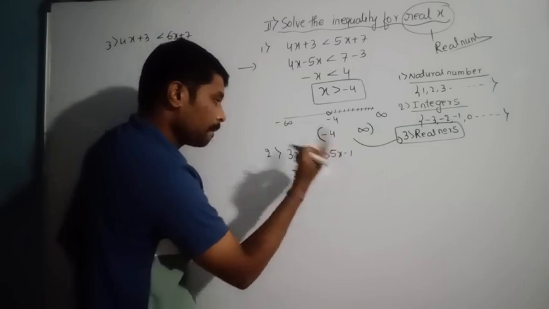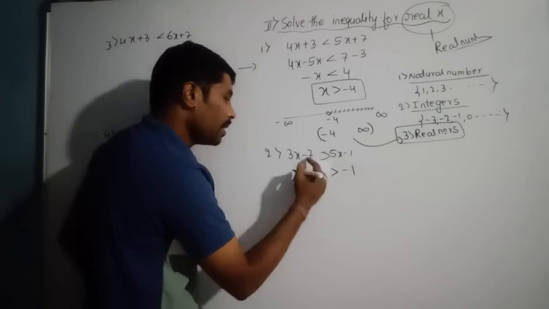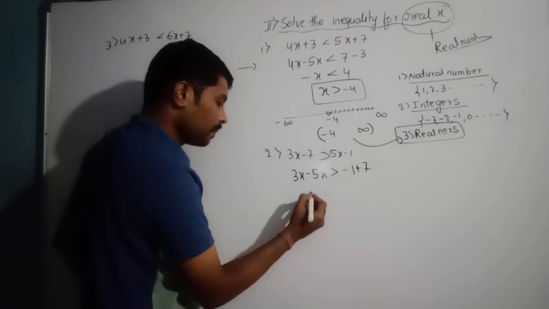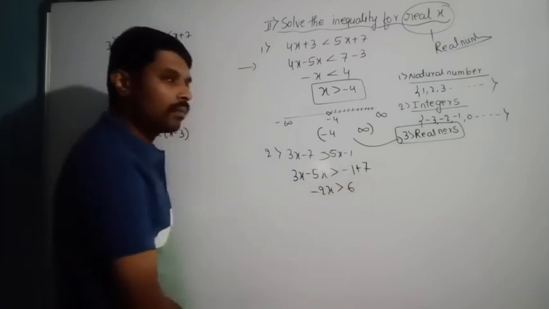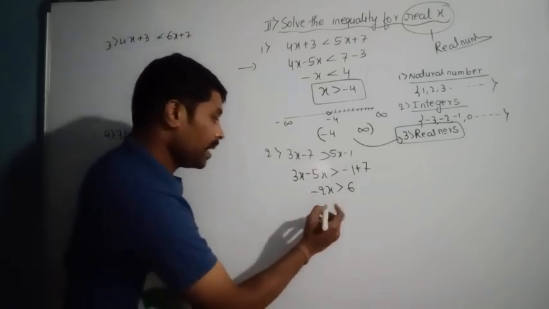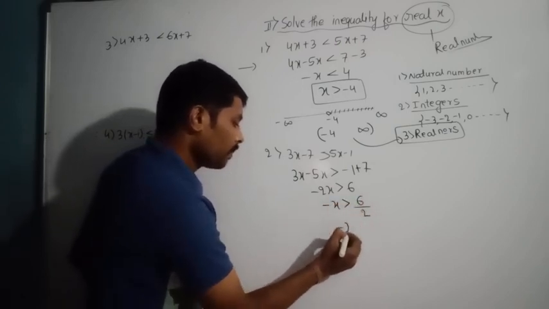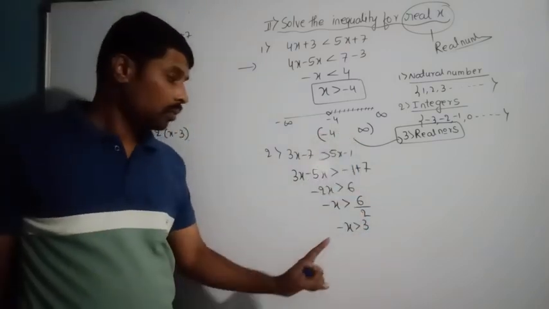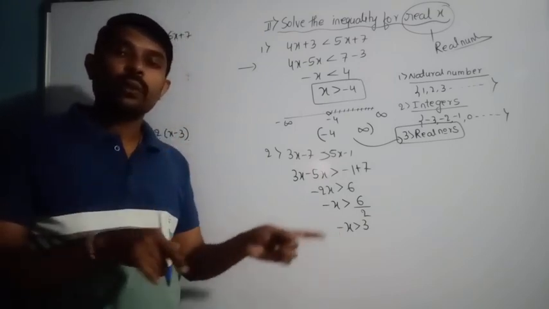3x minus 5x greater than minus 1 plus 7. How much is it? Minus 2x greater than 6. Don't shift negative numbers. Minus x as it is greater than 6 by 2. Minus x greater than 3. Now I don't want minus. Multiply minus on both sides. Inequality ulta.